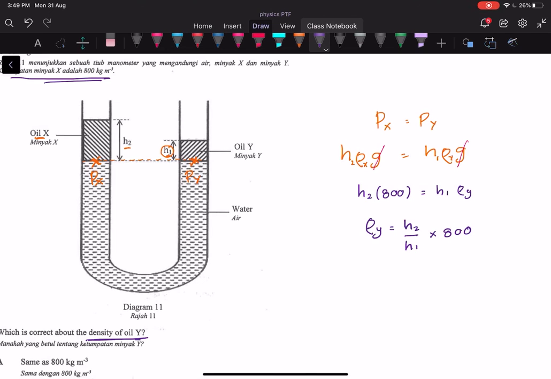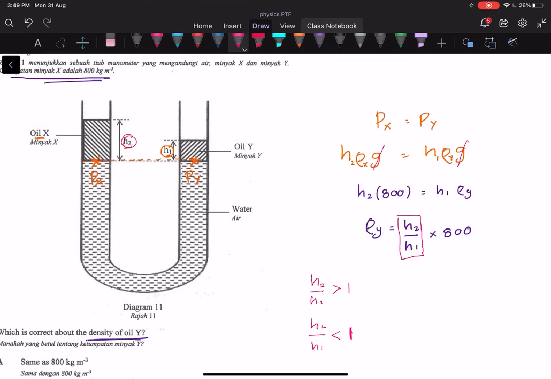Nah, soalan seterusnya yang you have to answer yourself. Okay, something that you have to really reflect. H2 bahagi dengan H1 ni memberikan value lebih besar daripada 1 ataupun lebih kecil daripada 1. Ini sangat penting kelas. Jadi you have to decide whether H2 bahagi H1 ni lebih besar daripada 1 ke atau lebih kecil daripada 1.